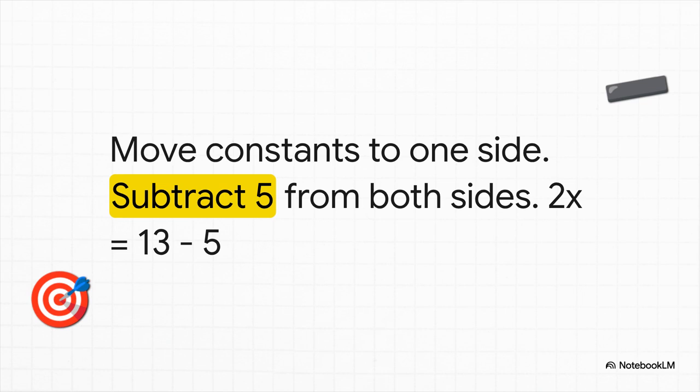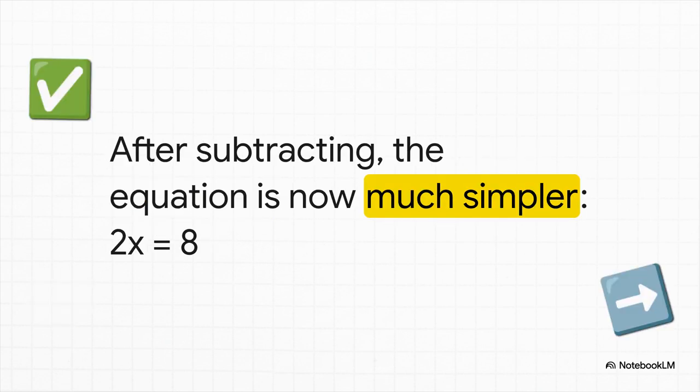But remember the golden rule? If we subtract 5 from the left side, we have to subtract 5 from the right side too. Keep that scale balanced. And look what happens when we do that. On the left side, the plus 5 and minus 5 cancel each other out. Gone. On the right side, 13 minus 5 is just 8. So now our whole puzzle has simplified down to 2x equals 8. See? Way cleaner. We are so close now.